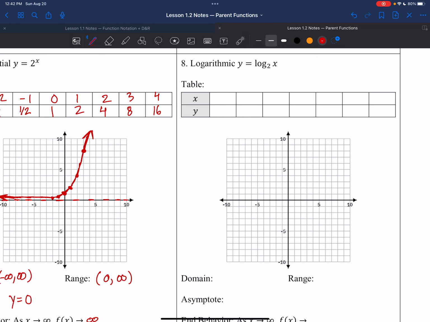So, use a calculator, typing in these things, and you'll find that -2 does not exist. At -1, the function does not exist. At 0, it does not exist. At 1, it's 0. At 2, it's 1. At 4, it's 2. In fact, at 8, it's 3.